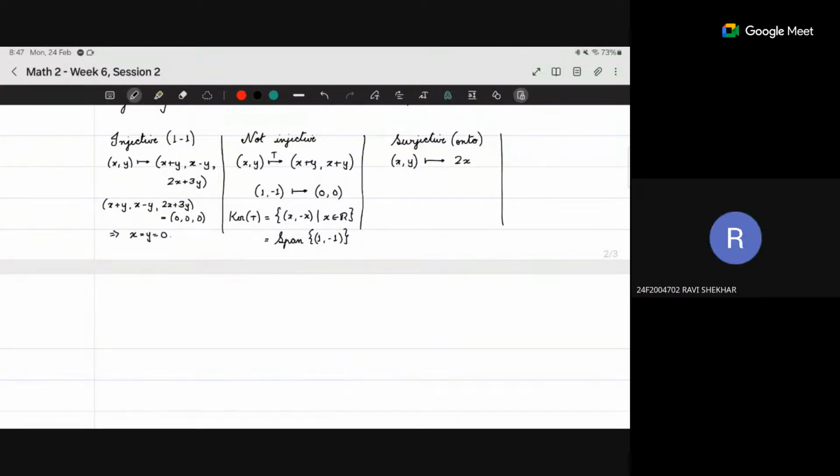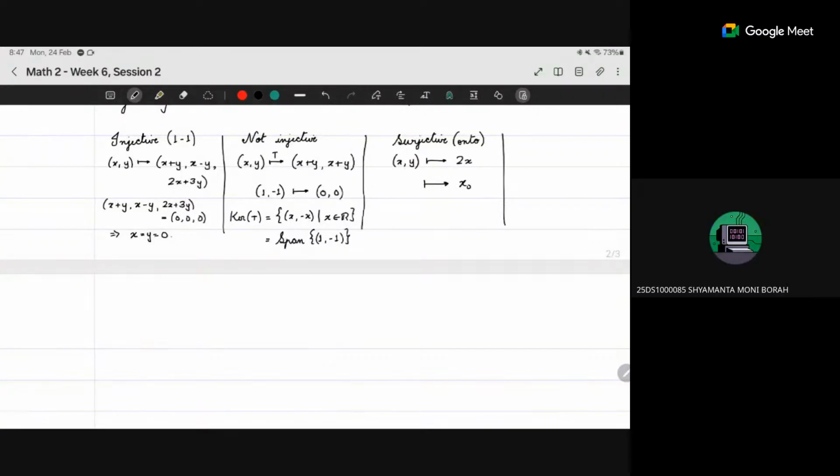So given any real number, let me call it x naught. What is the vector in the domain which is mapped to x naught? x naught comma y. Oh, sorry. x naught comma any value of y will do. Is x naught comma y mapped to x naught? Oh, sorry, x naught by 2. x naught by 2. So let's just take it to be 0 to just drive home the point that all I need is one pre-image.